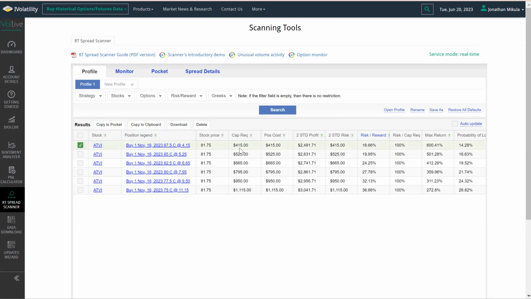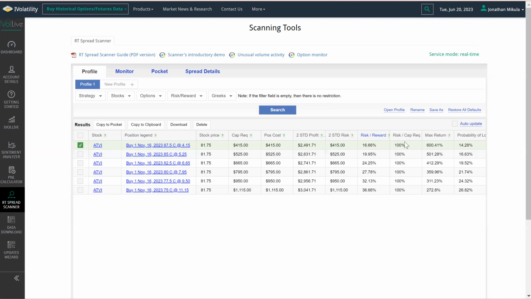If the stock moves 2 standard deviations in our favor, so all that's saying is if this goes from 81.75 and it goes higher by 2 standard deviations, that's our max potential profit. Here's our maximum potential risk, $415. So here's our risk divided into our reward. Our risk versus capital required.